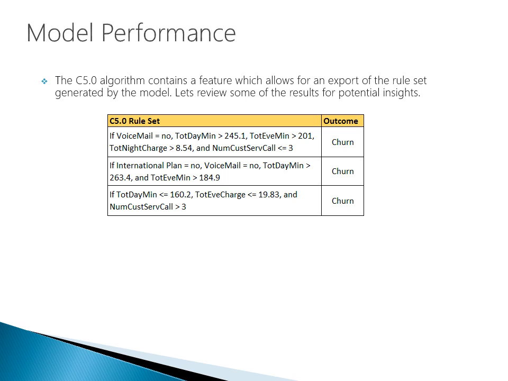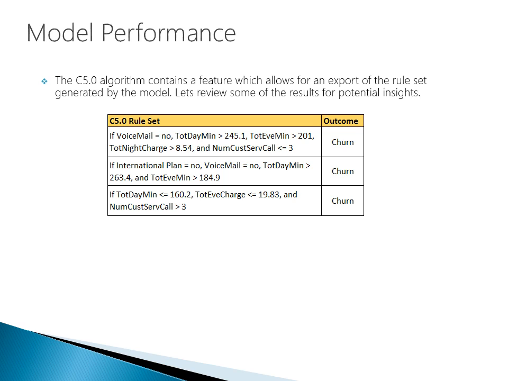So here are some of the rules that are produced, and I just want to go through them a little bit. If I have a voicemail of no, and my total day minutes is greater than 245, and my total evening minutes is greater than 201, and my total night charge is greater than 8.54, and my number of customer service calls less than 3, I'm going to churn, which means I'm going to leave the organization. I'm going to take my business elsewhere.